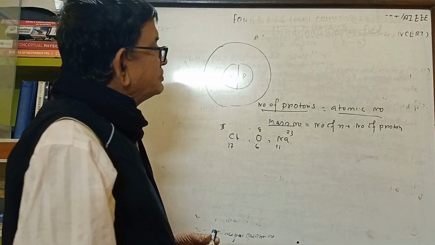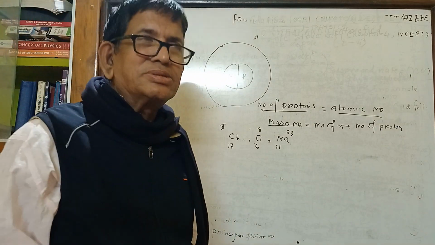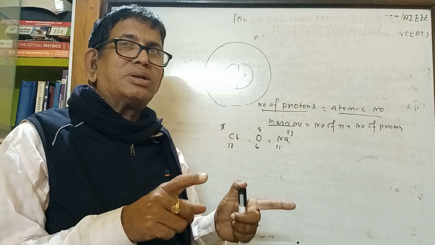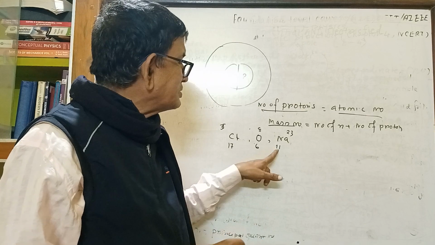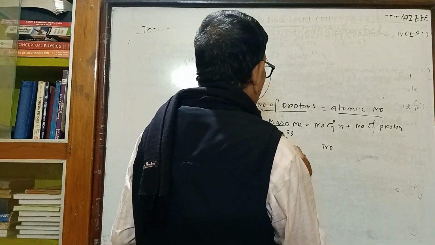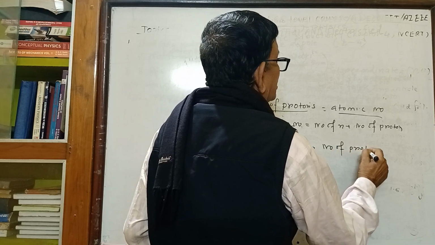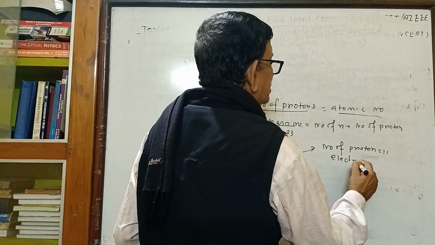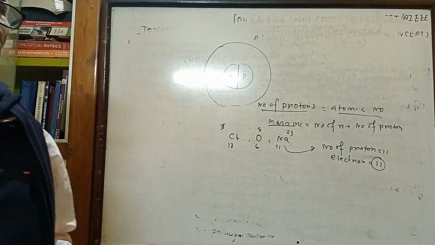Now the question is, atomic number is important in the sense that atomic number, or electronic configuration, gives you the number of protons, that is equal to the number of electrons. For sodium, the number of protons is 11, the electron number is 11. Now the question is, how are electrons distributed in an atom?